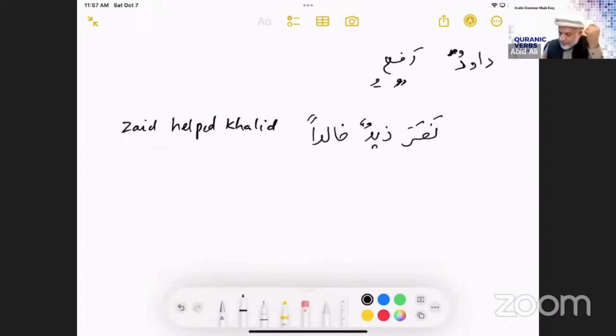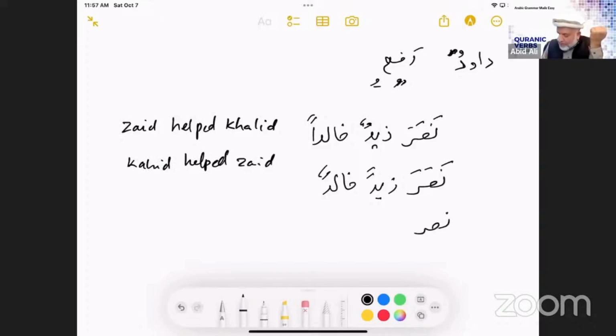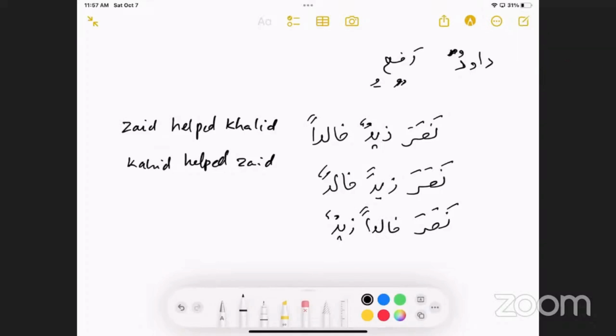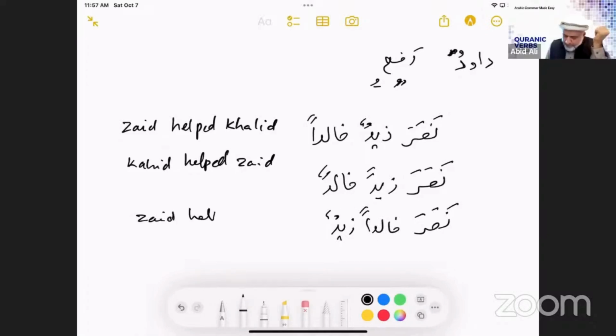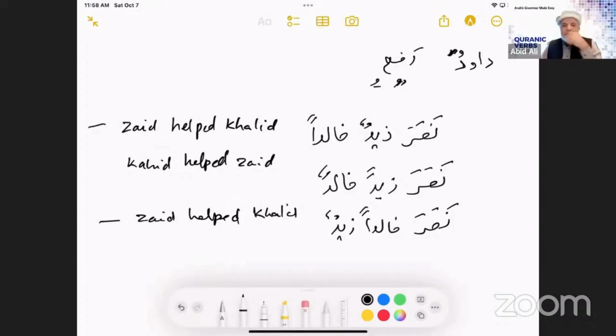Now look at the beauty of the Arabic language. I can say Nasara Zaidan Khalidun. What did I say? Khalid helped Zaid. I could also say something like this: Nasara Khalidan Zaidun. What did I say? Zaid helped Khalid. This one and this one are the same.